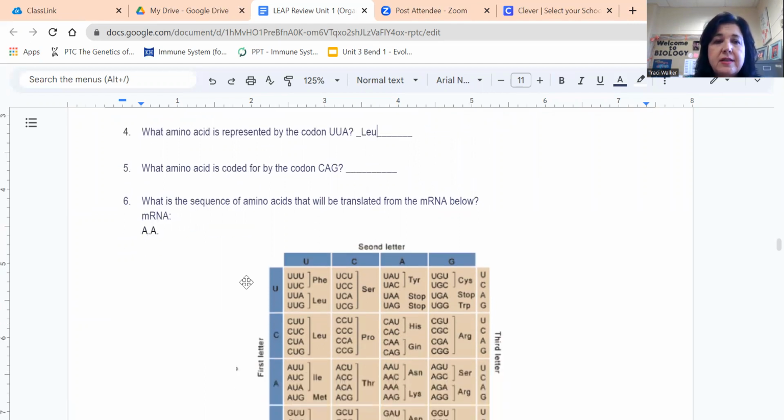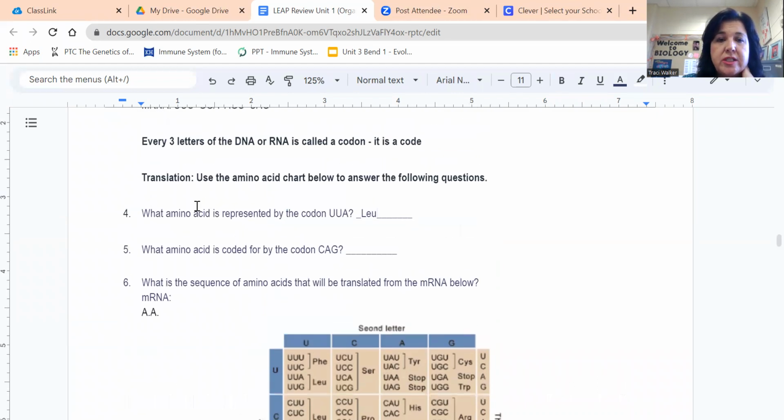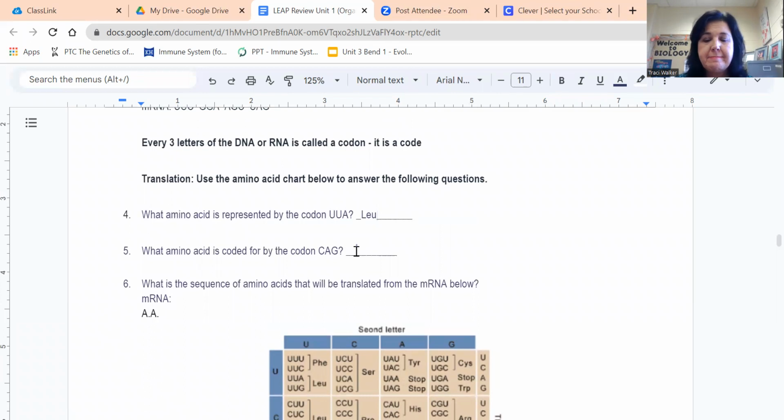Okay. Now, the next amino acid that we're going to decode by using the codon is CAG. So let's look at our chart, and our first letter is C, and then our second letter is A, CA. So they intersect right here in this box. So my third letter is G, CAG is GLN. The abbreviation for the amino acid is GLN. Okay.